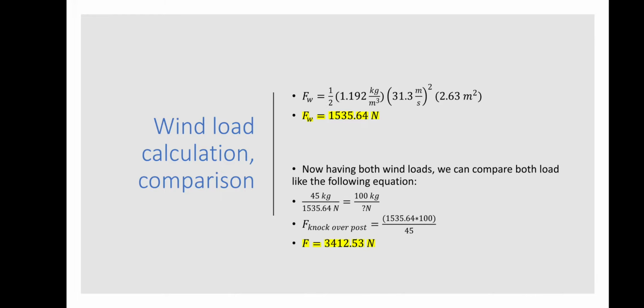Now that we have both wind loads, we can compare both loads like the following equation. 45 kilograms over 1535.64 newtons equals 100 kilograms, which is the average weight of the light post, over the bottom force. And then we solve for the bottom force, which is going to give us 3412.53 newtons.